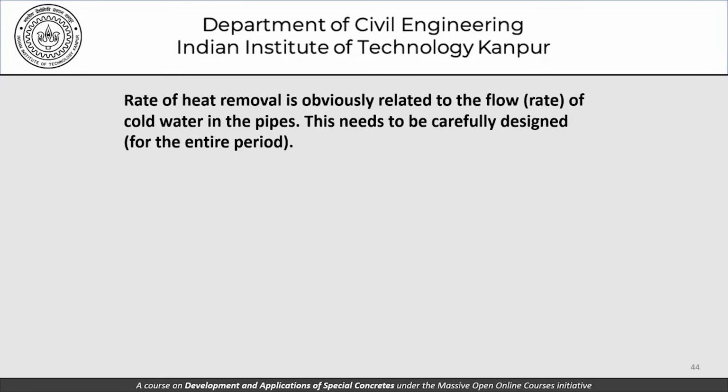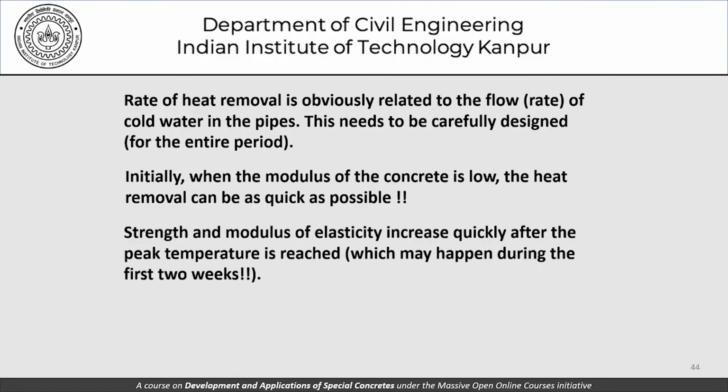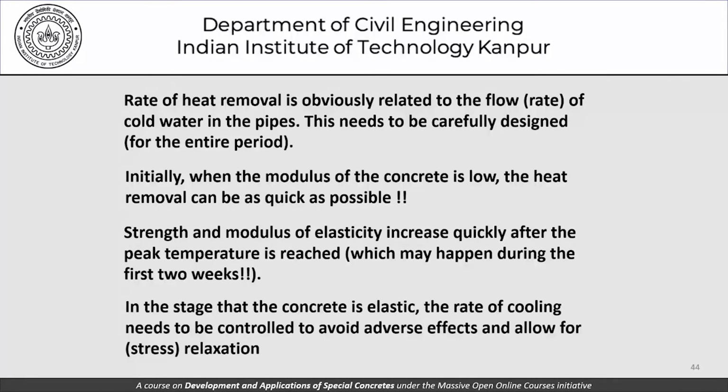Rate of heat removal is obviously related to this flow rate of cold water in the pipes, and therefore there has to be a complete design that has to be undertaken for this purpose. Initially, when the modulus of concrete is low, the heat removal can be very quick. Its strength and modulus of elasticity increase quickly after the peak temperature is reached, which may happen during the first week or two. In the stage that the concrete is elastic, the rate of cooling needs to be controlled to avoid adverse effects and allow for relaxation.